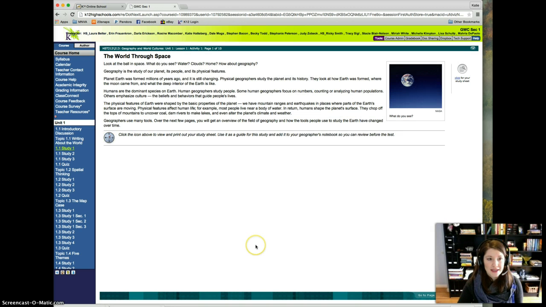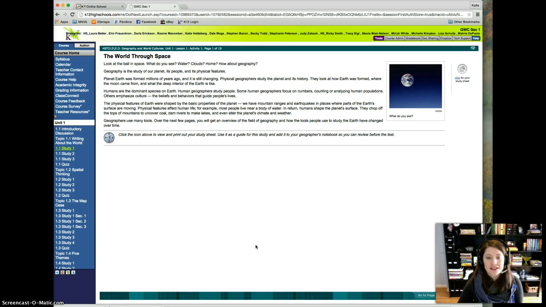The world through space. Look at the ball in space. What do you see? Water? Clouds? Home? How about geography? Geography is the study of our planet, its people, and its physical features. Planet Earth was formed millions of years ago, and it's still changing.